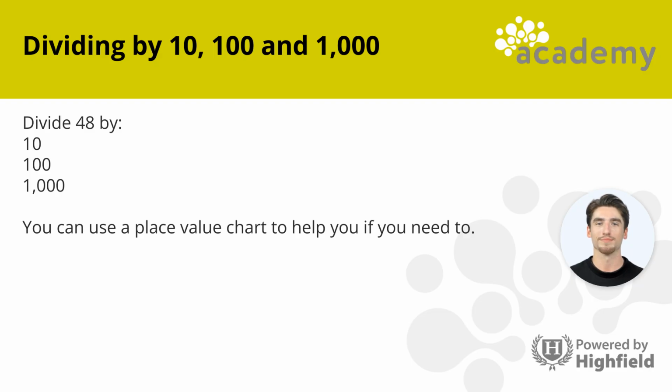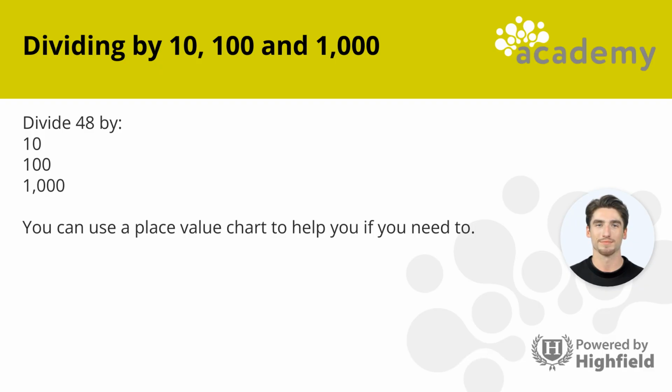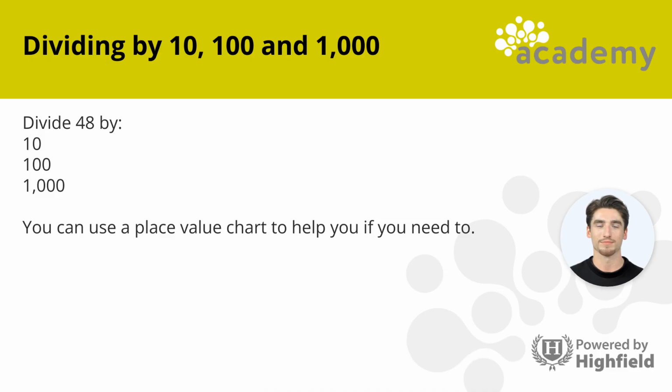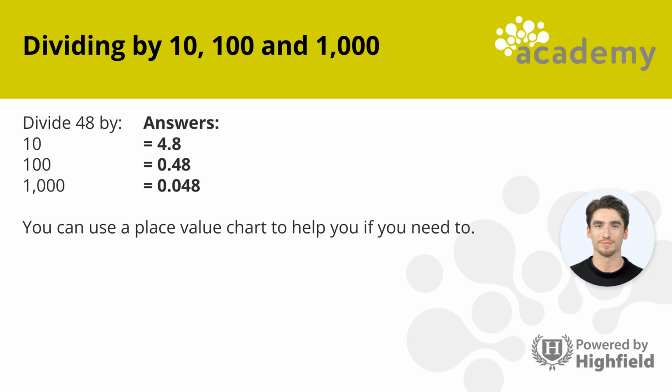Now it's your turn. Divide 48 by 10, 100, and 1000. You can use a place value chart to help you if you need to. Pause the video while you do this, then press play to check your answers. Here are the answers. Pause the video while you check these, then press play to continue.